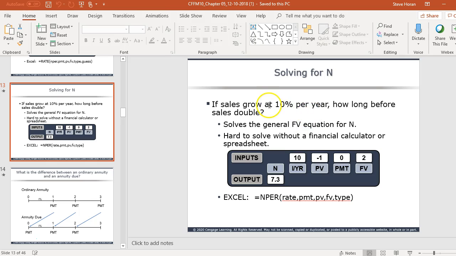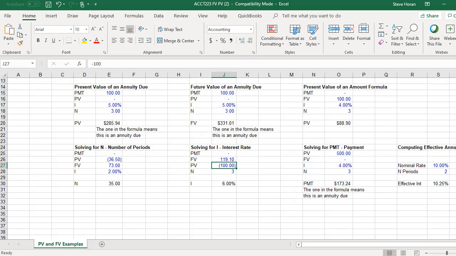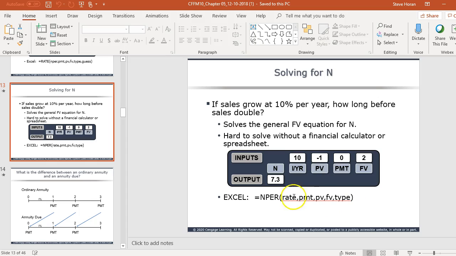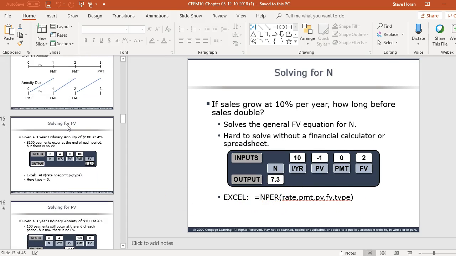Same thing with solving for N, the number of periods before something happens. The question here: sales grow at 10% per year. How long before sales double at 10%? So we can go back and find the number of periods. The present value can be today, 1, and I just want to double that to 2, and I'm going to grow at 10%, so I get 7.27 years, and it's the NPER. This rounds to 7.3. So number of periods would be the example.